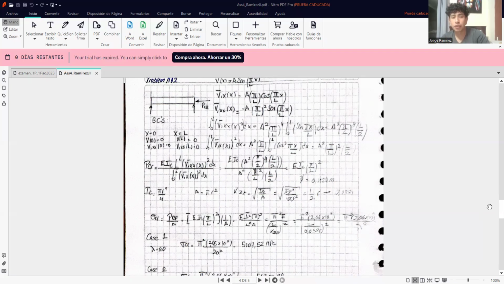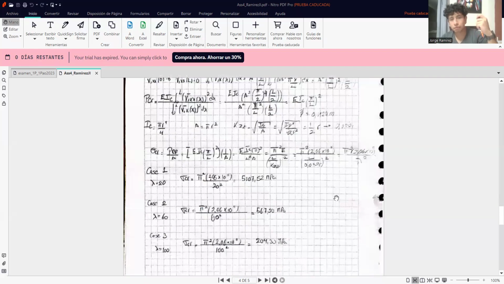And it was necessary to remember that we have different types of values of lambda. In this case, this is like a parameter, and you will take these values.